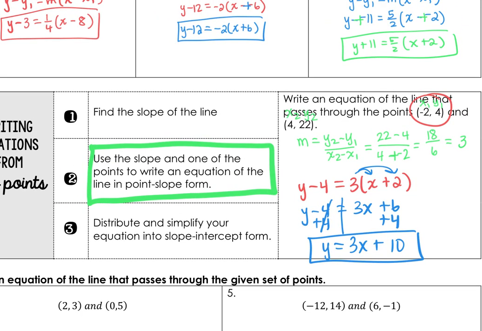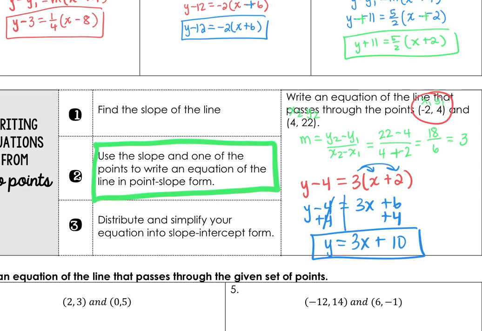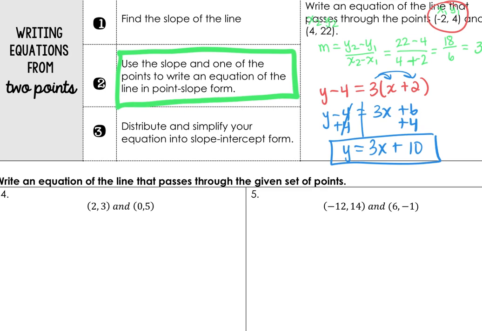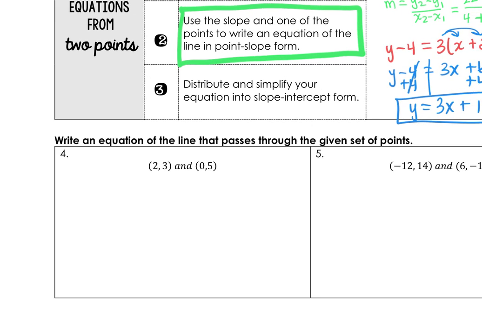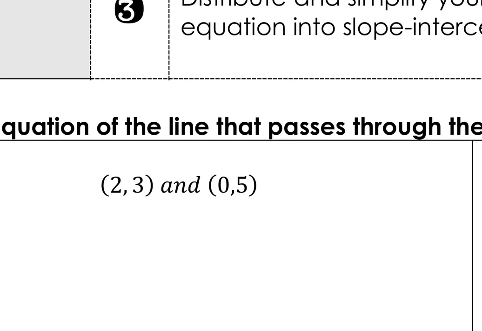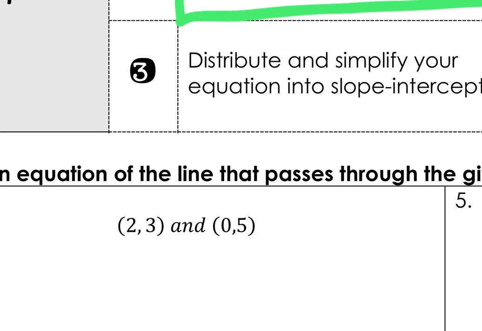All right, so we've got 4 more to practice. I'm going to do 3 more with you, and then I'm going to let you try that last one by yourself or with your partner. Okay? So you're writing the equation of a line that passes through the given set of points. Number 4, we've got the points 2, 3, and 0, 5. So I can say this is my x1 and y1, and this is my x2 and my y2.